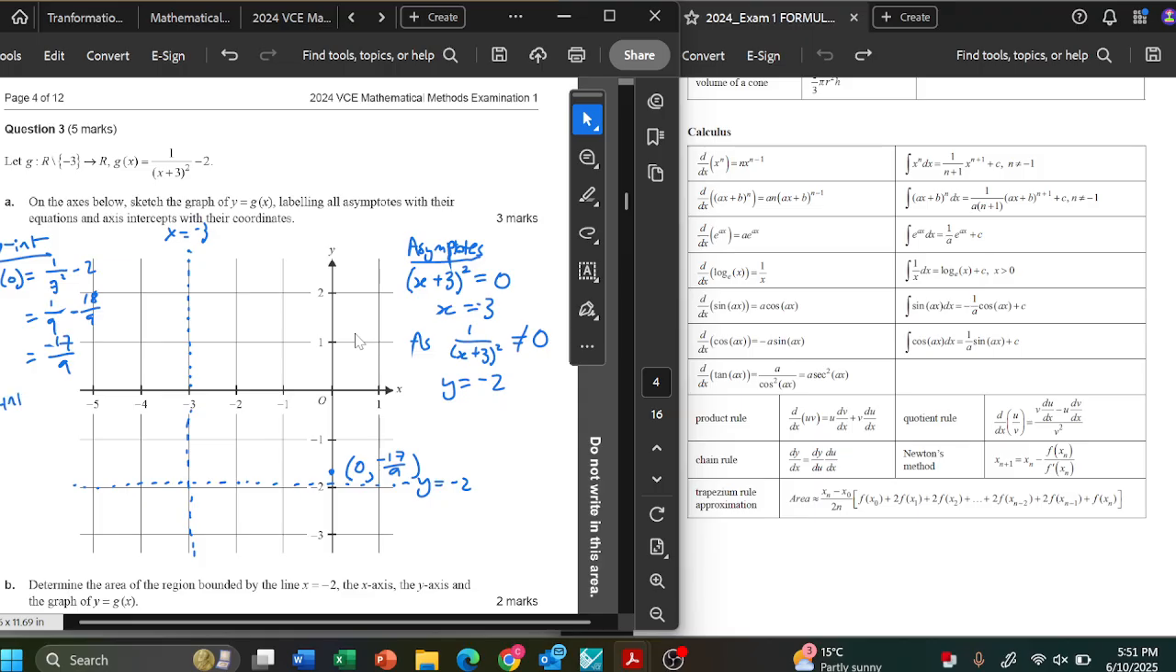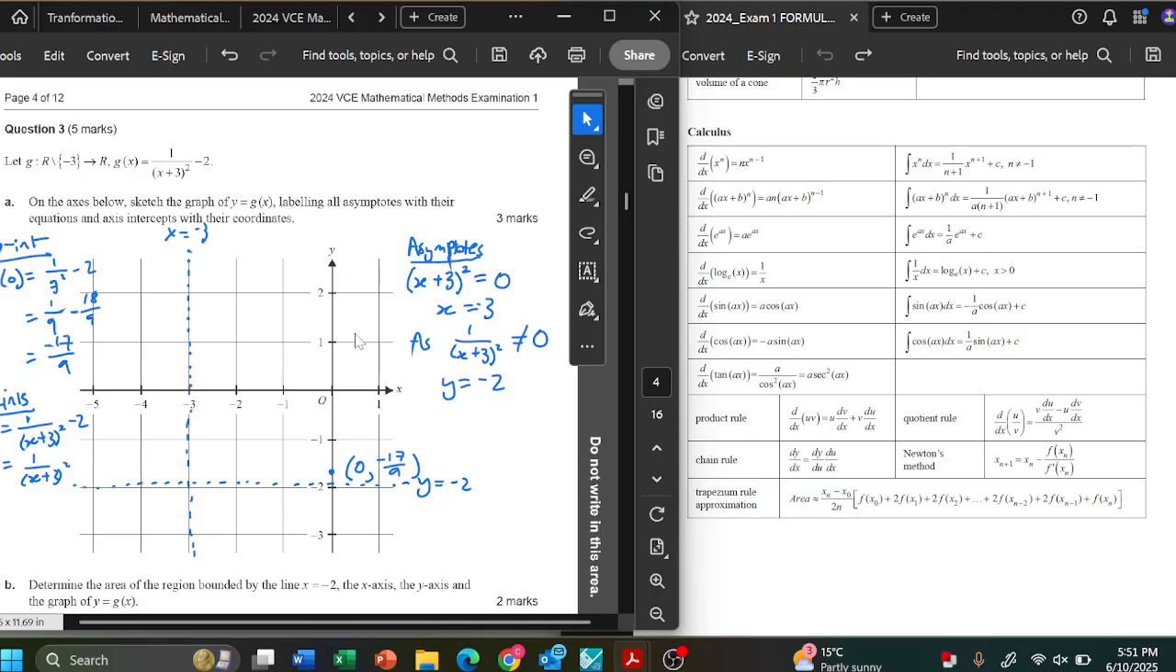Okay, what do we do with that? So now we need to figure out our x-intercepts. The x-intercepts occur when y is equal to 0. So we have 1 over (x plus 3) squared, minus 2. When is that equal to 0? To solve that, we need to add 2 to both sides.